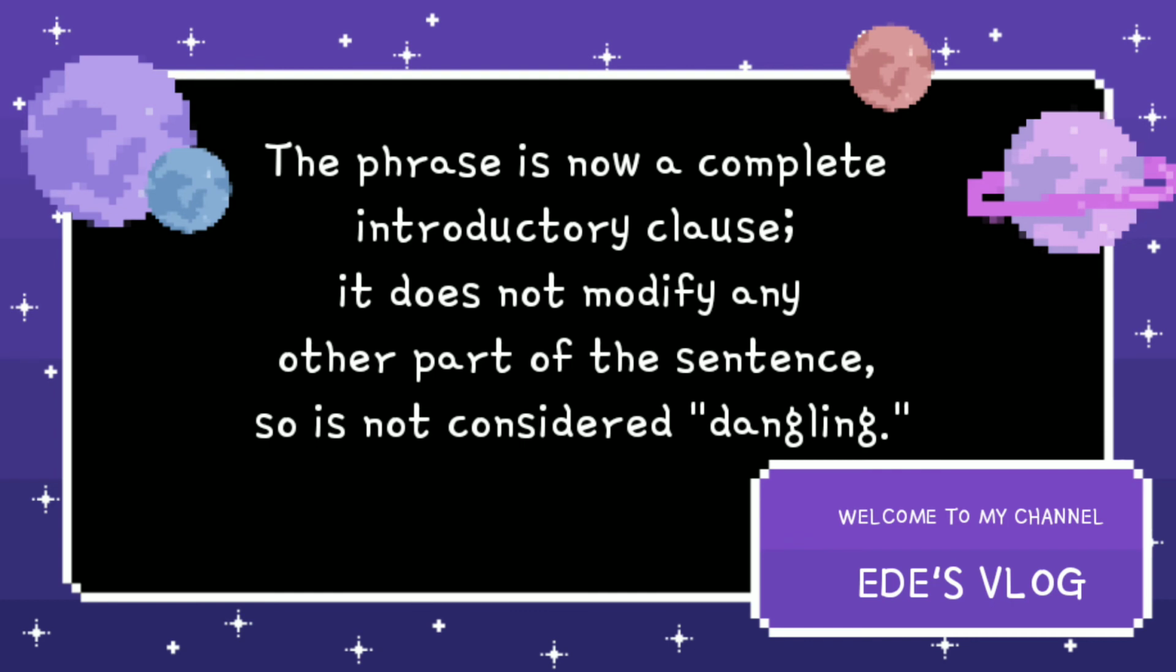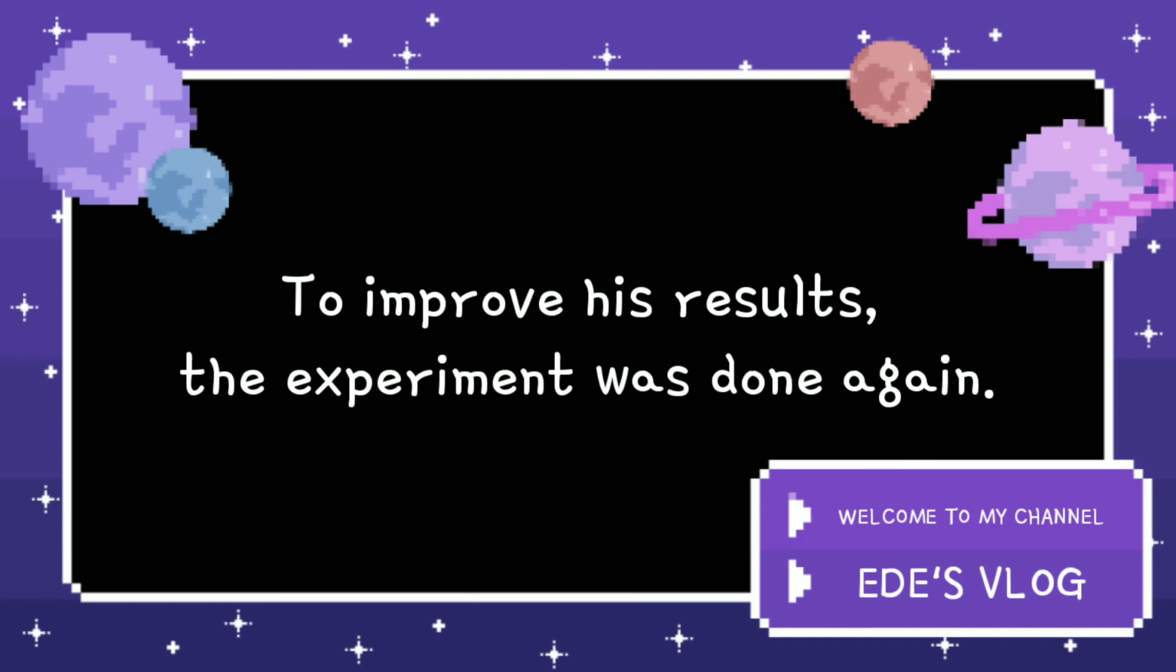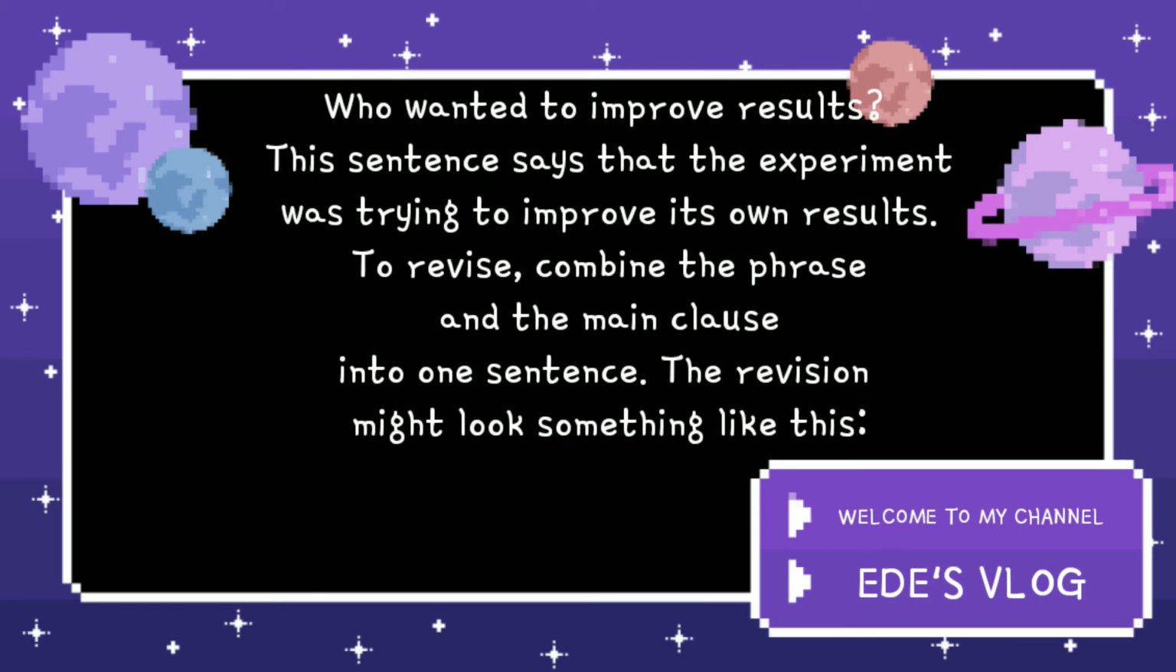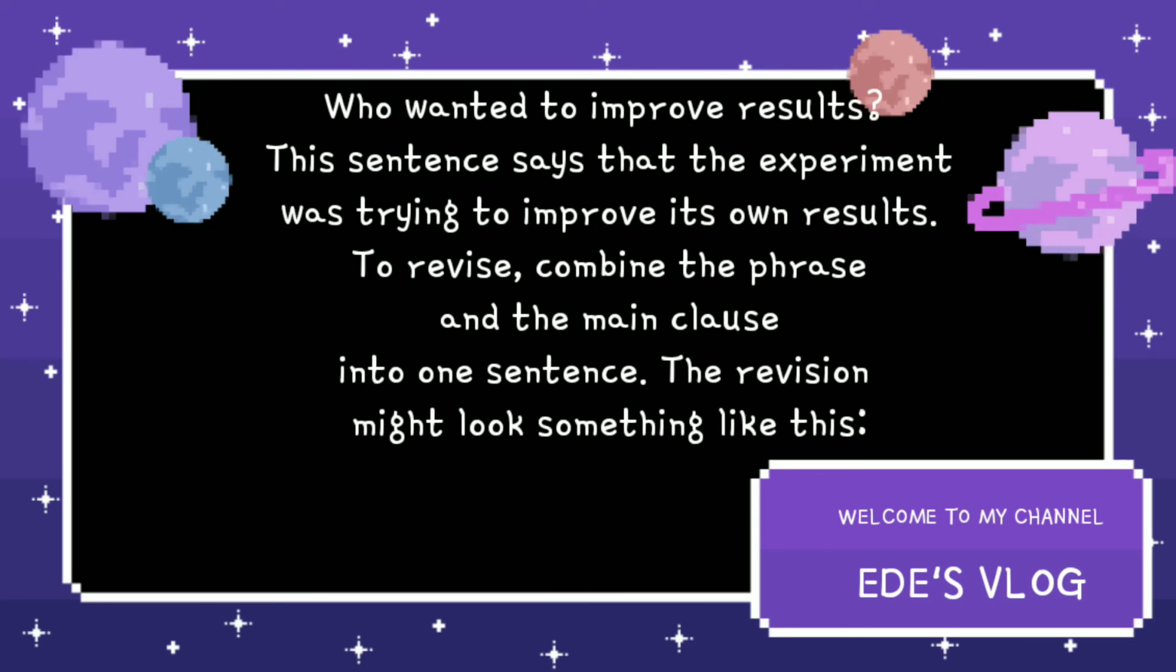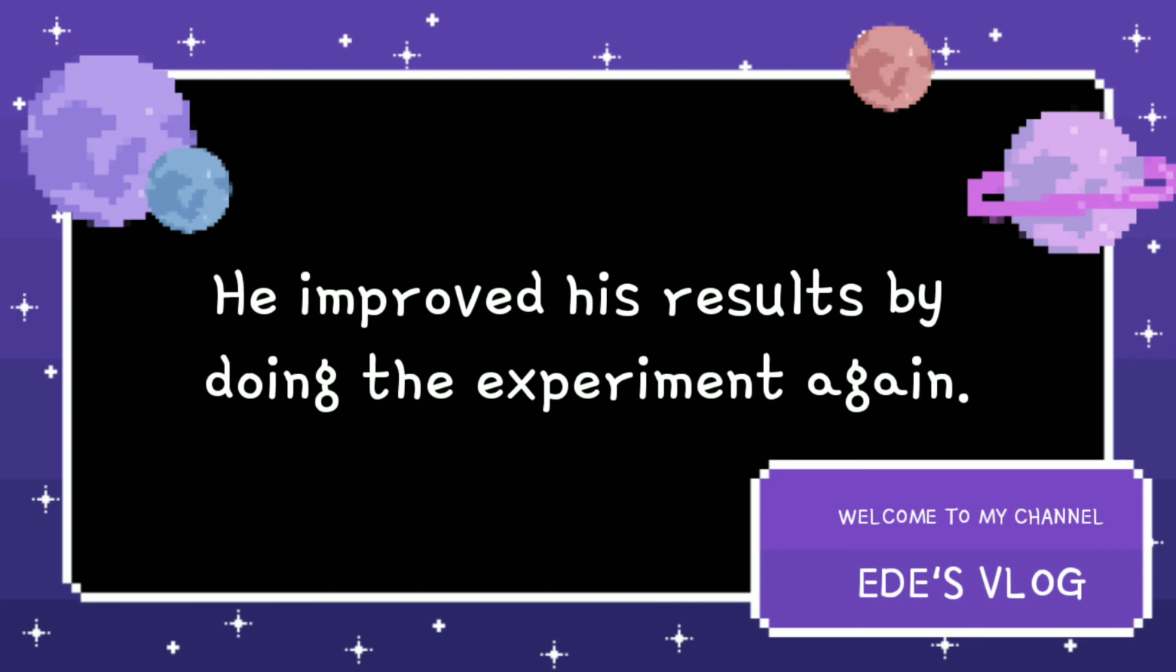Last, number 3. To improve his results, the experiment was done again. So is the sentence correct? Wrong again. Why? Because of the dangling modifier. The experiment? Who wanted to improve results? This sentence says that the experiment was trying to improve its own results. To revise, combine the phrase and the main clause into one sentence. The revision might look something like this: He improved his results by doing the experiment again.